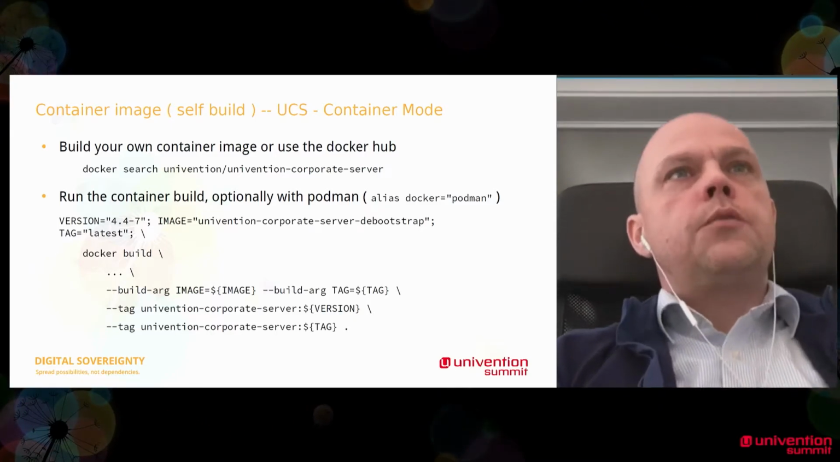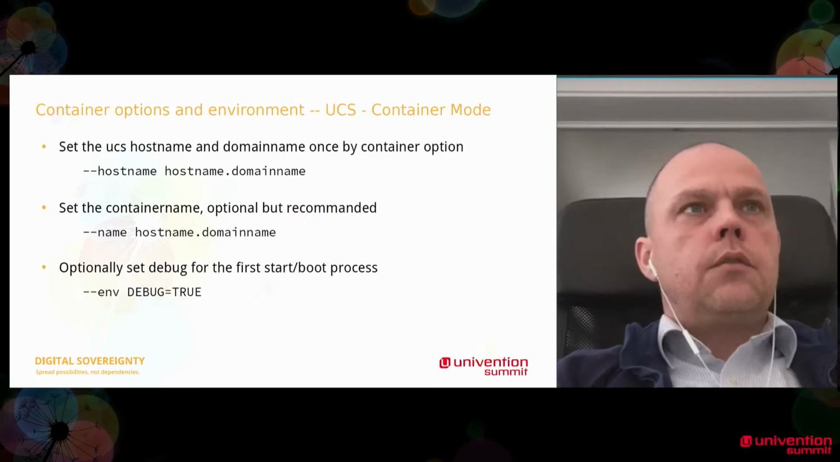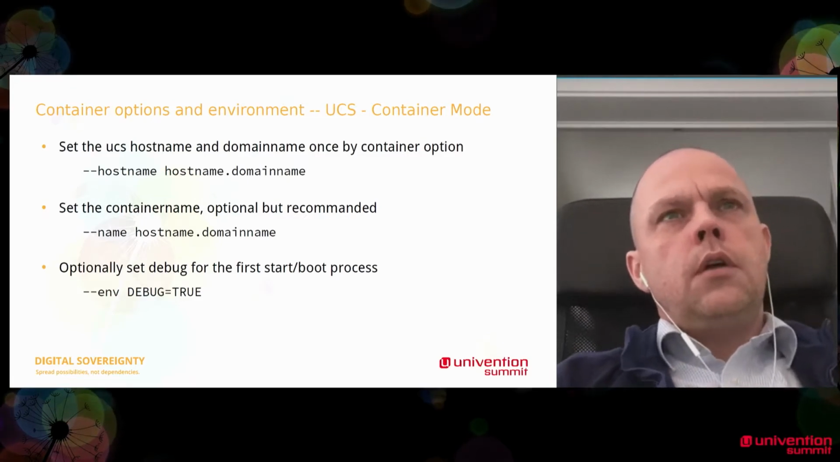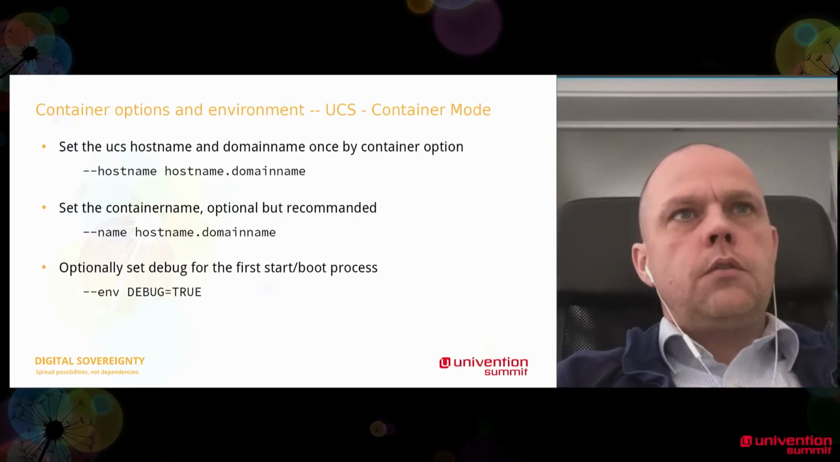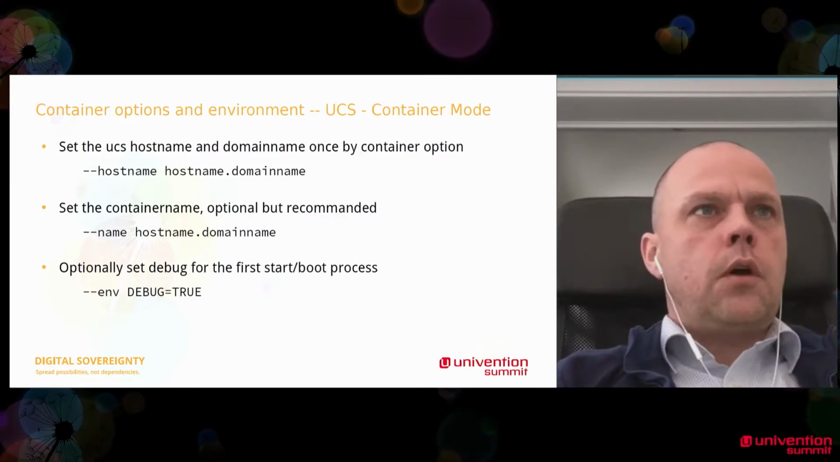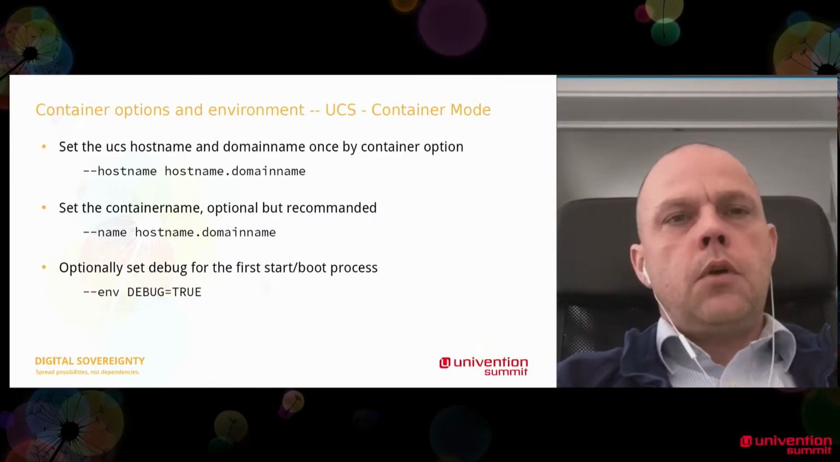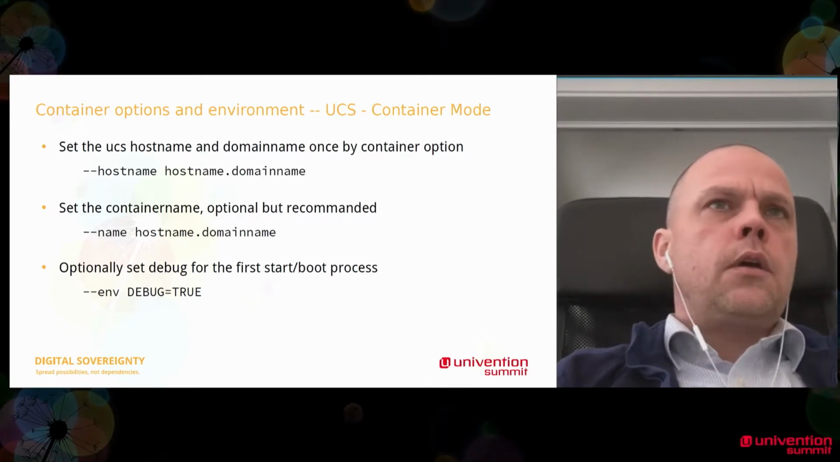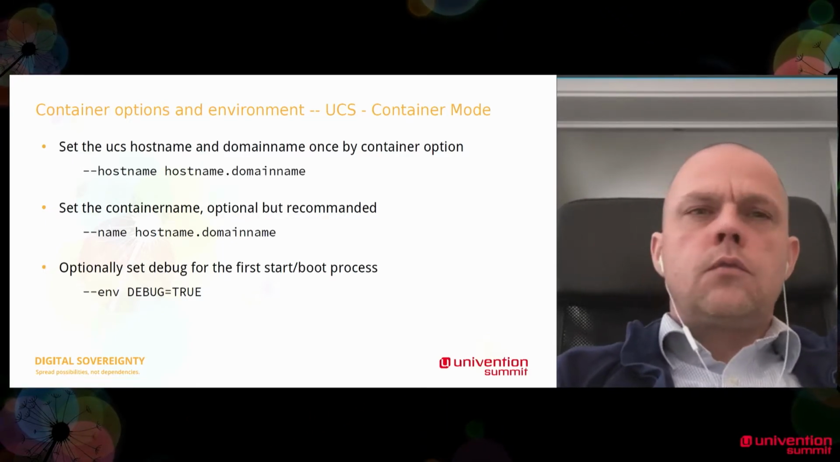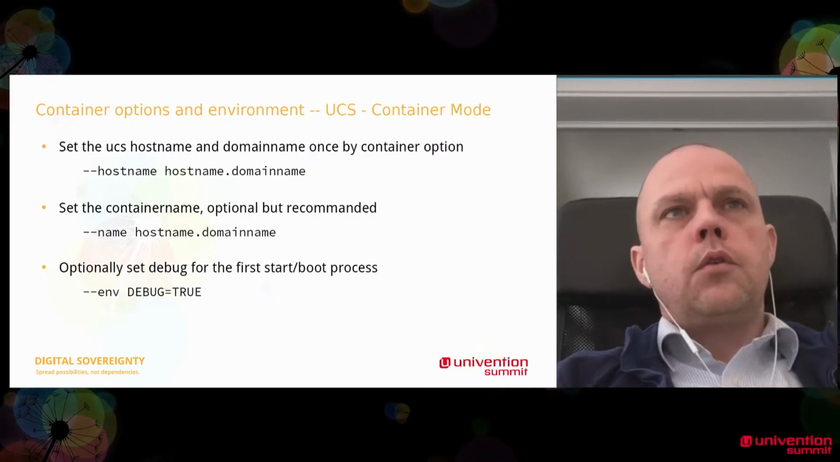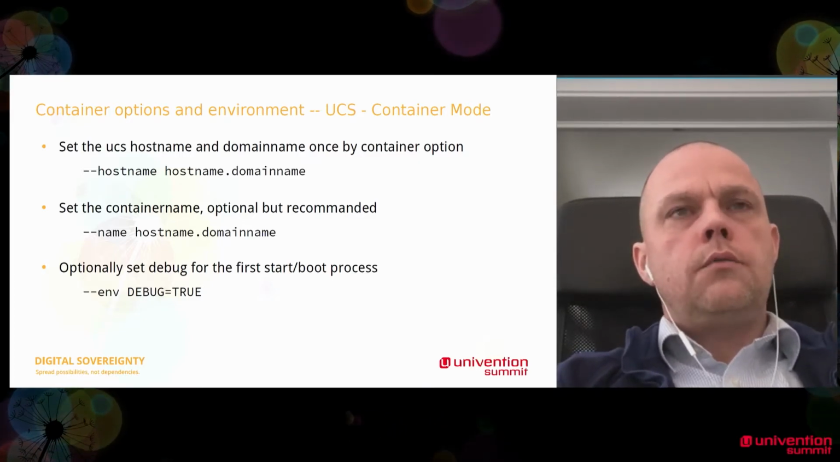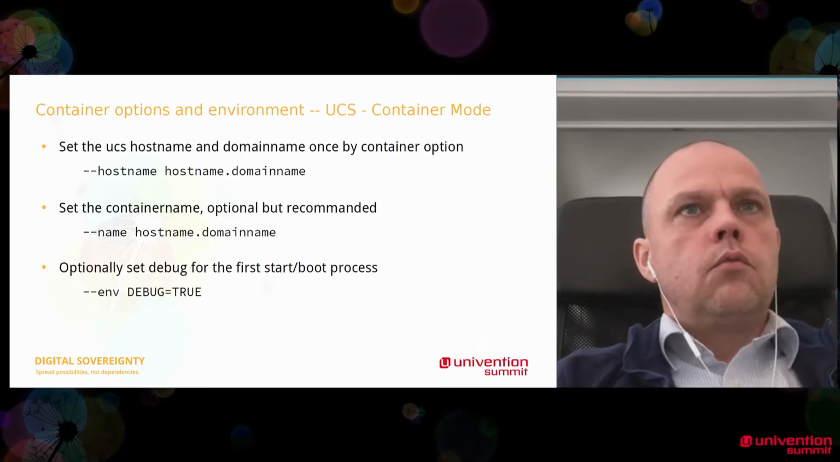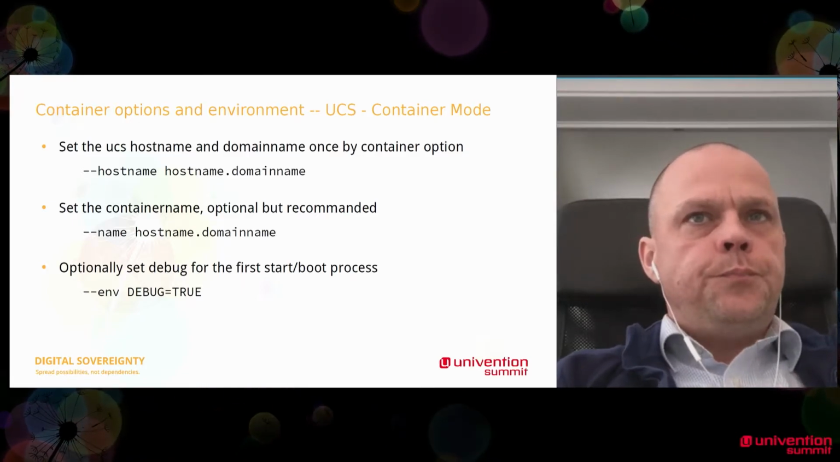So now it's getting a bit more interesting. Container options and environment variables. How can we inform the container about the domain name that it's supposed to have? We do that simply by docker --hostname hostname.domainname. That is a minimal configuration where we get a master.